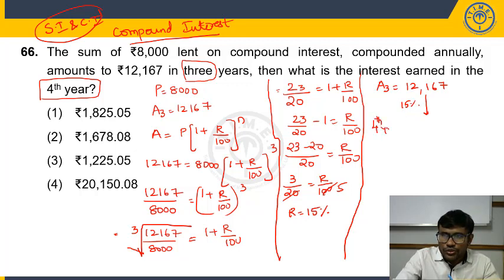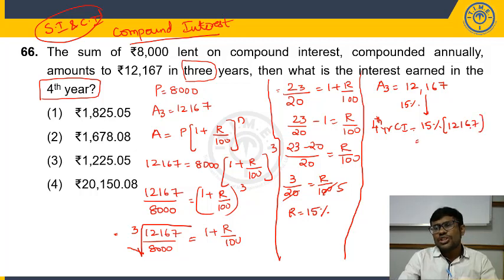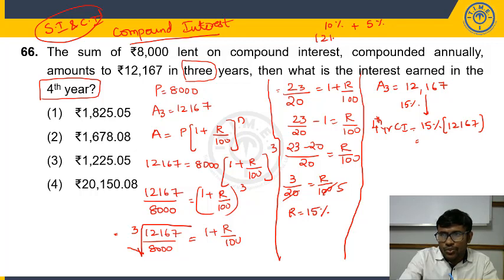So 4th year CI is equal to 15% of 12,167. How to calculate 15% of 12,167? That is 10% plus 5%. So 10% is nothing but 1216.7. And 5% is nothing but 608.35. So it is 1216.7 and 608.35.